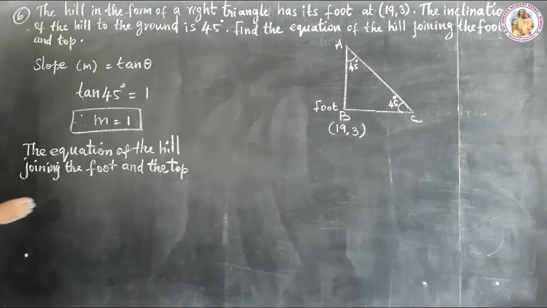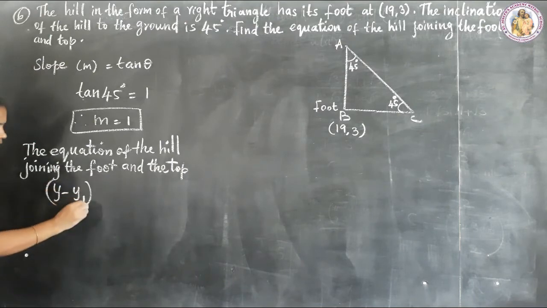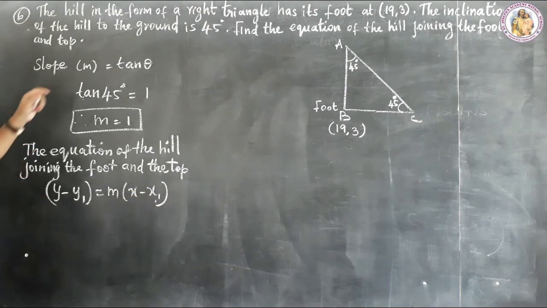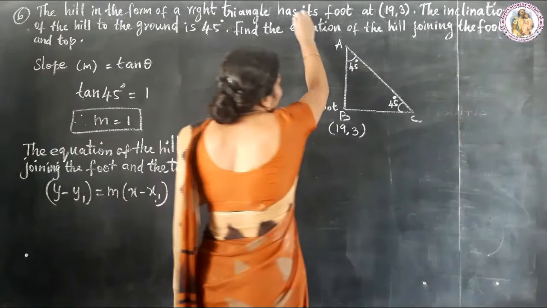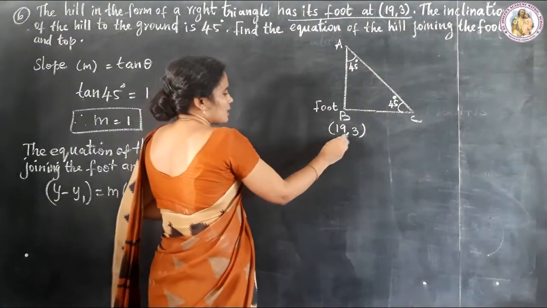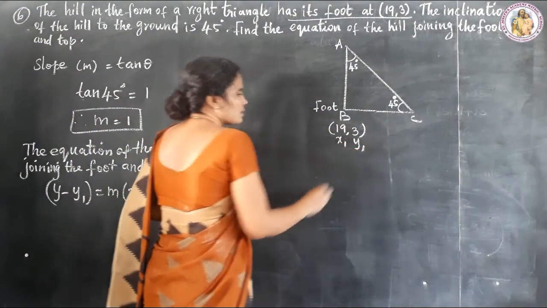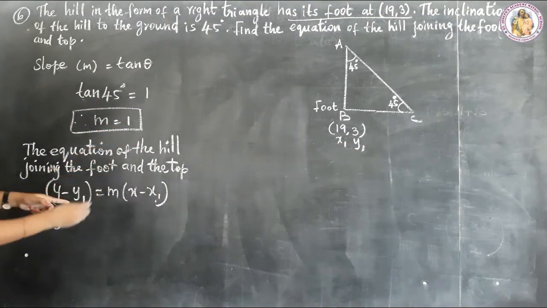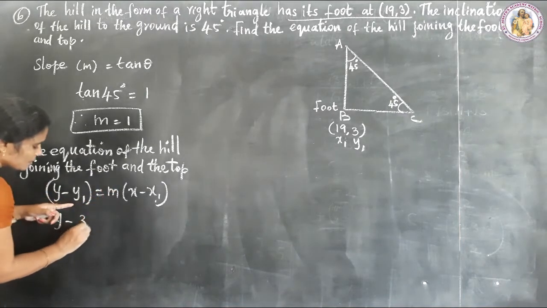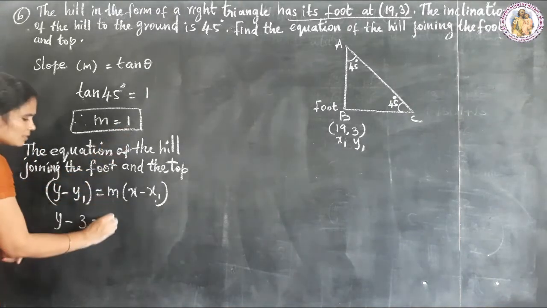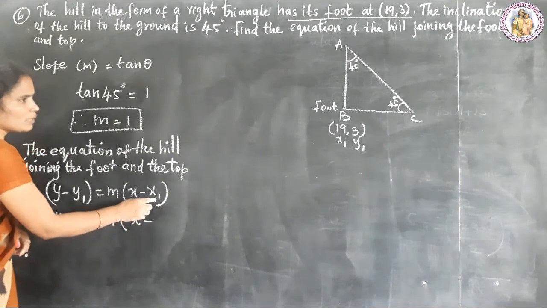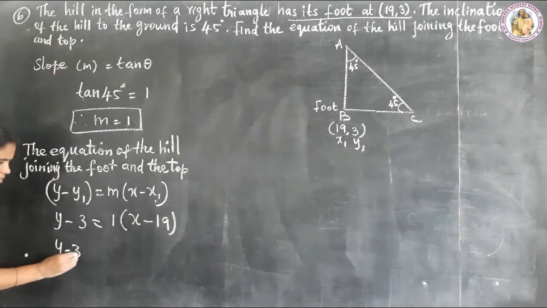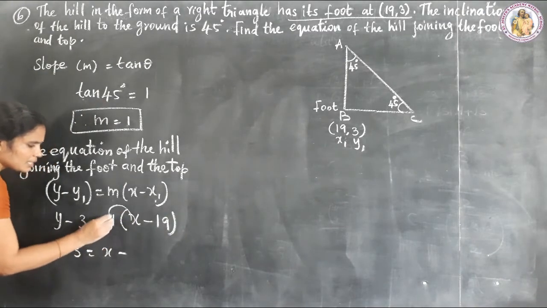The formula is y minus y1 is equal to m times x minus x1. Already the hill in the form of a right angle triangle has its foot at (19, 3). So taking this as x1, y1. Now substitute the values: y minus y1, y1 is 3, is equal to m, m is 1, times x minus x1, x1 is 19. Now y minus 3 is equal to 1 into x minus 1 into 19.